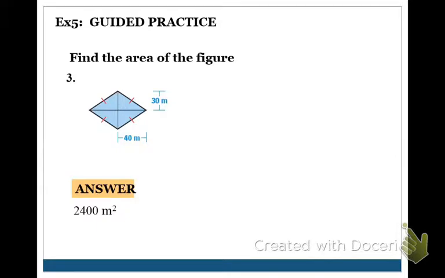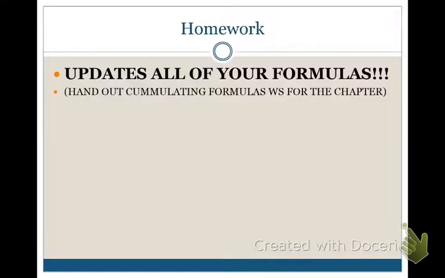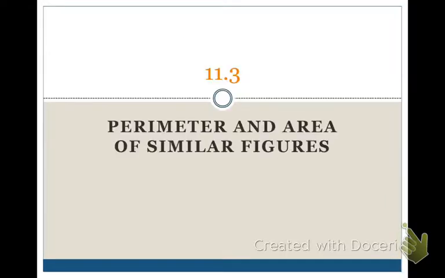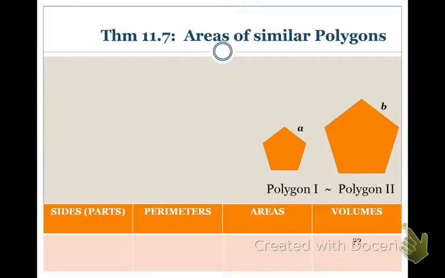Right, there's our answer. Okay. So 11.3, it's perimeter and area of similar figures. All right.